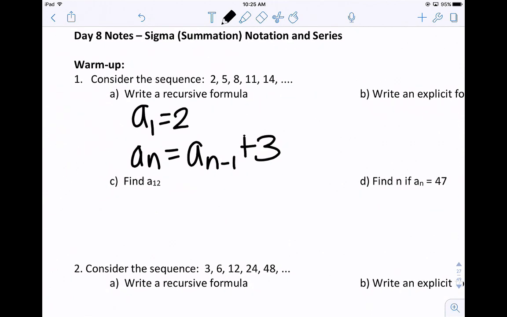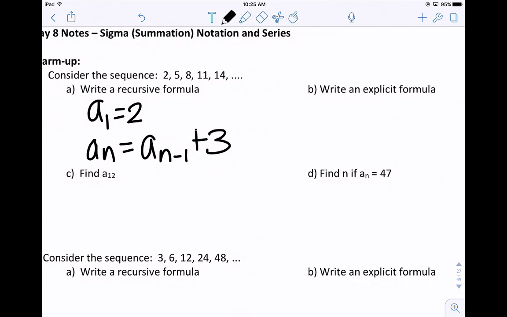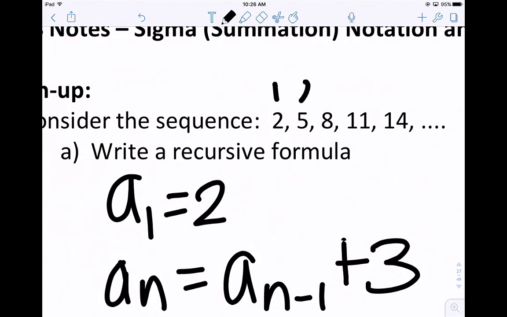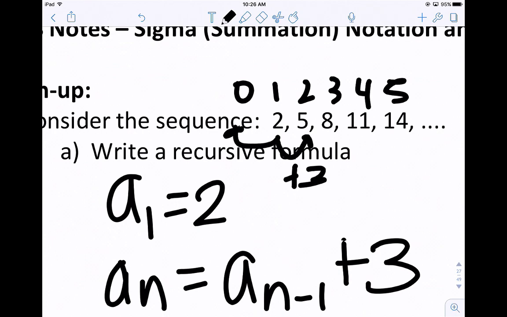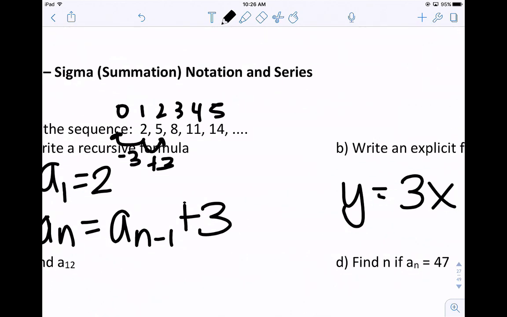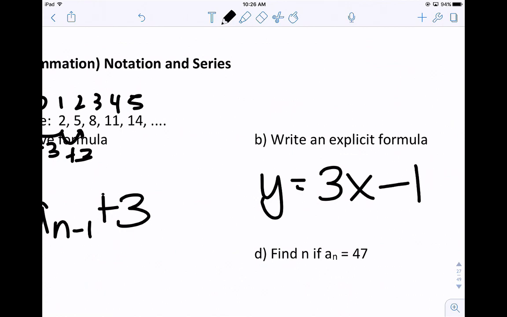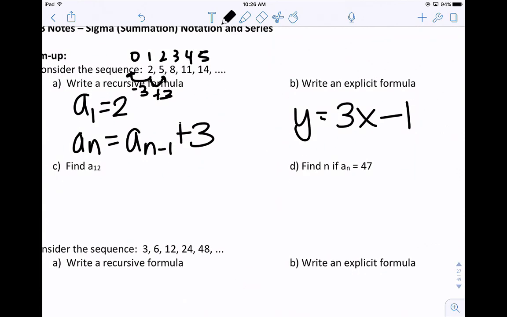Let's write the explicit formula. So to do that, if it's going up by 3 every time, that's the slope. So we have y equals 3x. And the y-intercept, remember this is term 1, term 2, 3, 4, and 5. So to find the y-intercept, we have to find term 0. So instead of adding 3 every time, we'll subtract 3. 2 minus 3 is negative 1. So here's your formula, the explicit formula. How are x and y related? Y equals 3x minus 1.